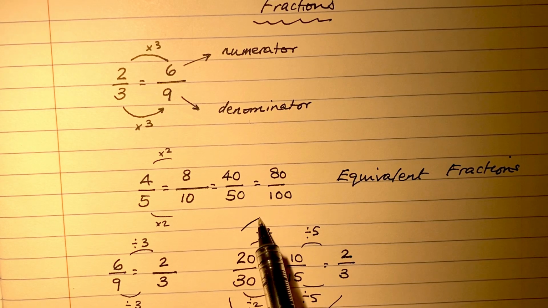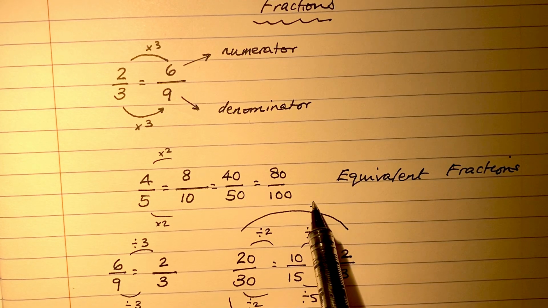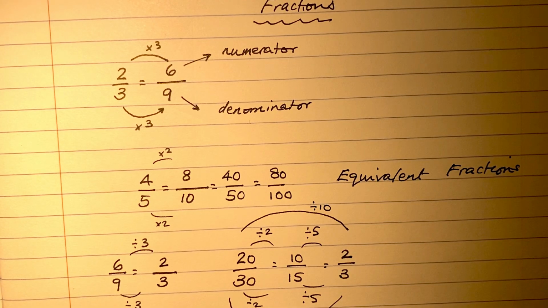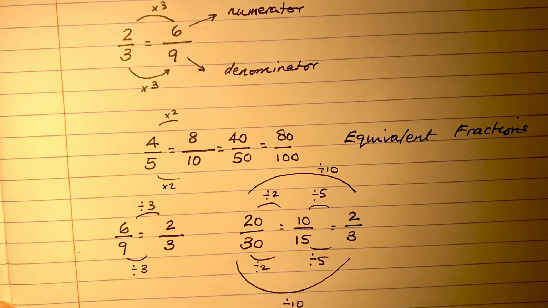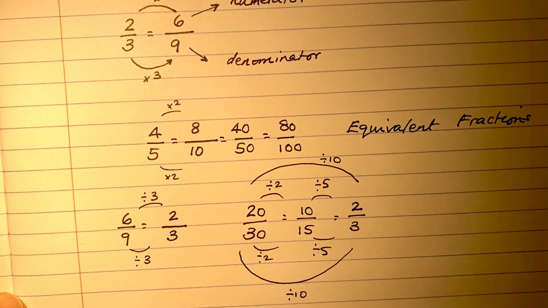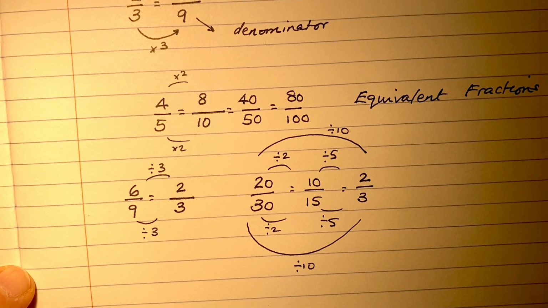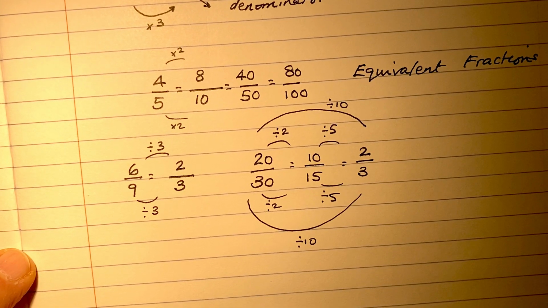I could have divided both by 10. So whether you do it in steps or in one go, it doesn't matter. The bigger the number, the quicker you get to the final answer. So this is writing equivalent and simplifying fractions. Now, the other thing you need to know is how to change mixed numbers to improper fractions and vice versa.